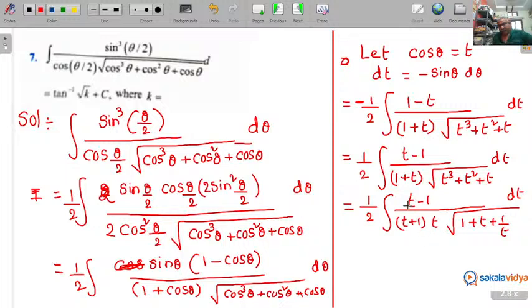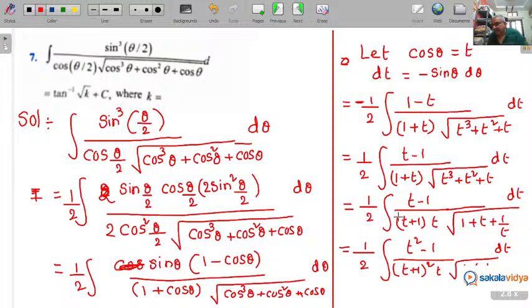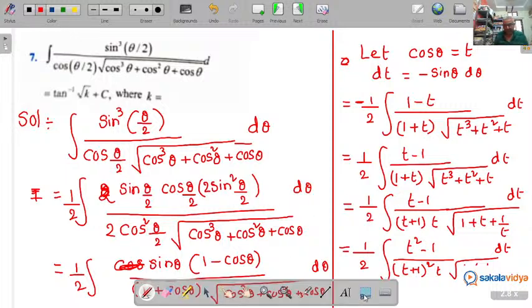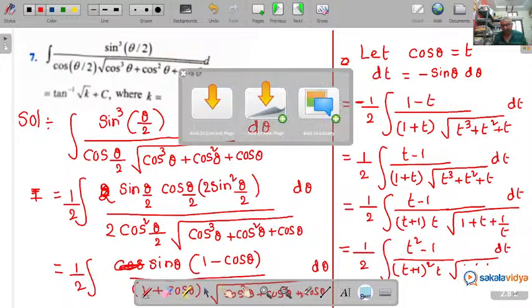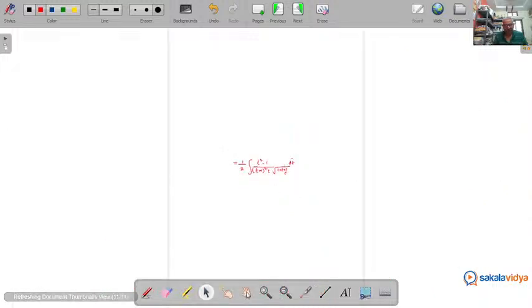Now divide by t square. Or one thing, multiply both numerator and denominator with t plus 1. So half into the integral of t square minus 1 by t plus 1 whole square into t under root of 1 plus t plus 1 by t dt. I hope it's very clear. Next, let us move to the next page.